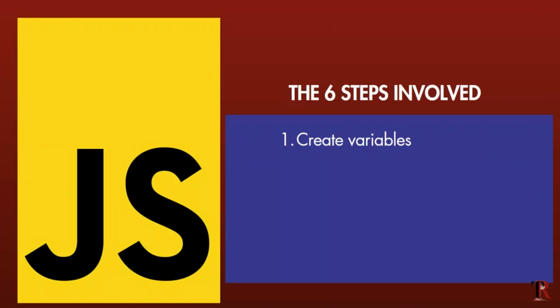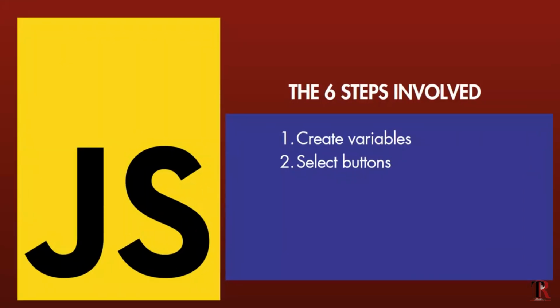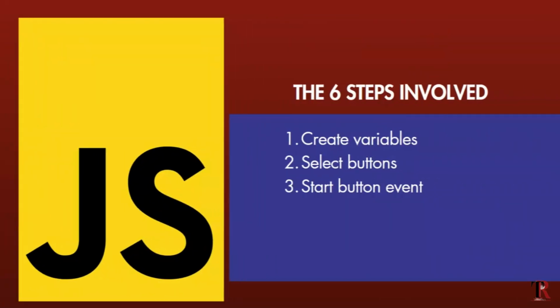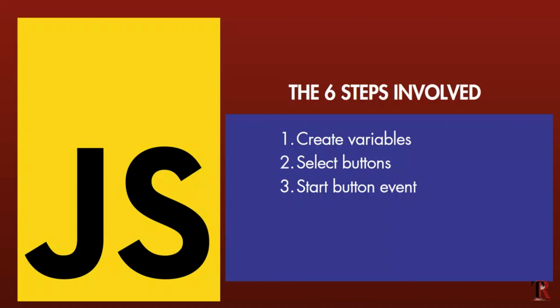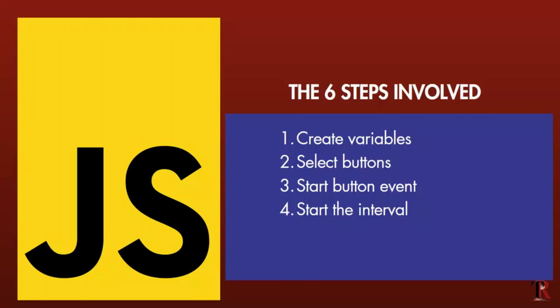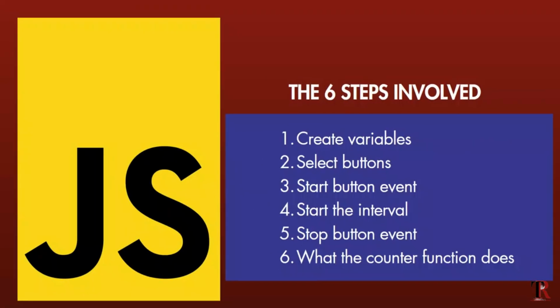We built the counter in 6 easy steps. Step 1, we need to create variables that will store the interval ID and keep track of numbers. Step 2, we need to create buttons that will be used for controlling the start and the stop actions. Step 3, we need to add an event listener for when a user clicks a button. Then we will make the counter method run every second. Next, we need to add a method that will make the action stop when a user clicks on the stop button. And finally, we need a counter function that will increase count and update the screen.